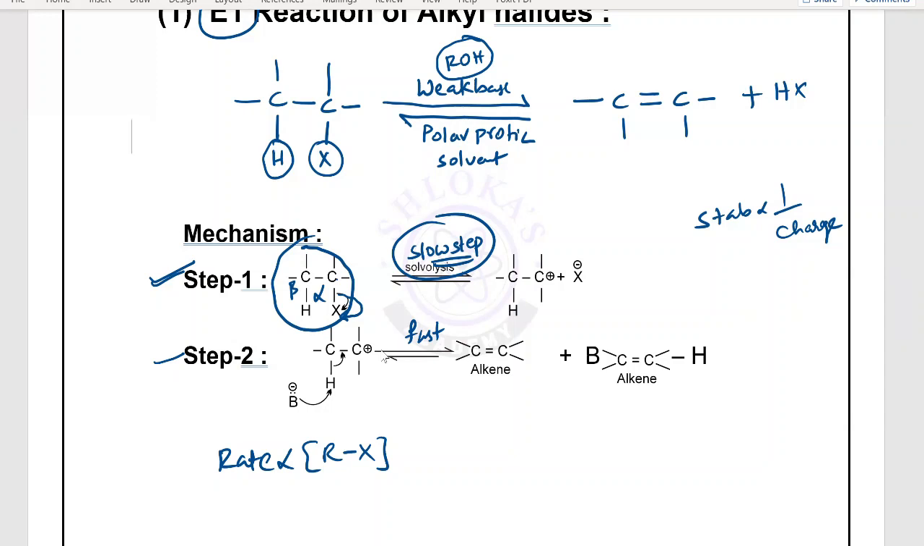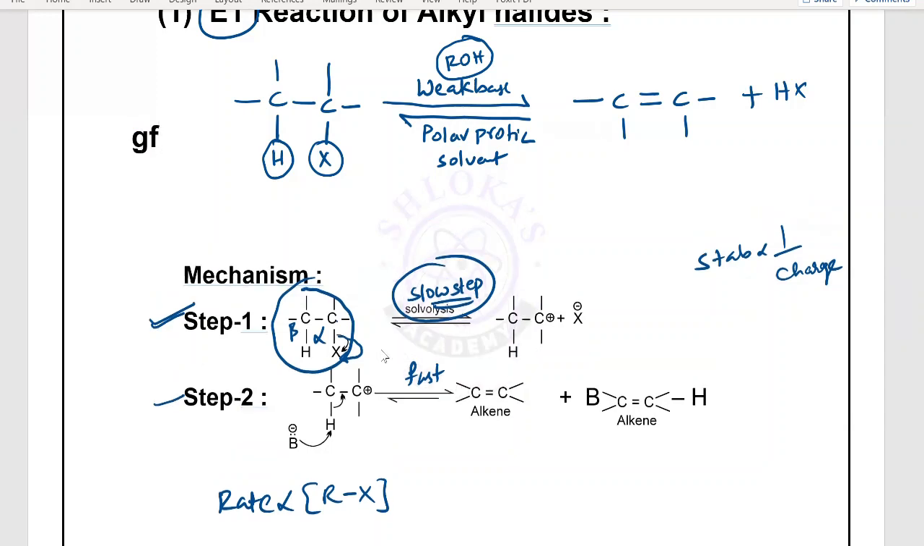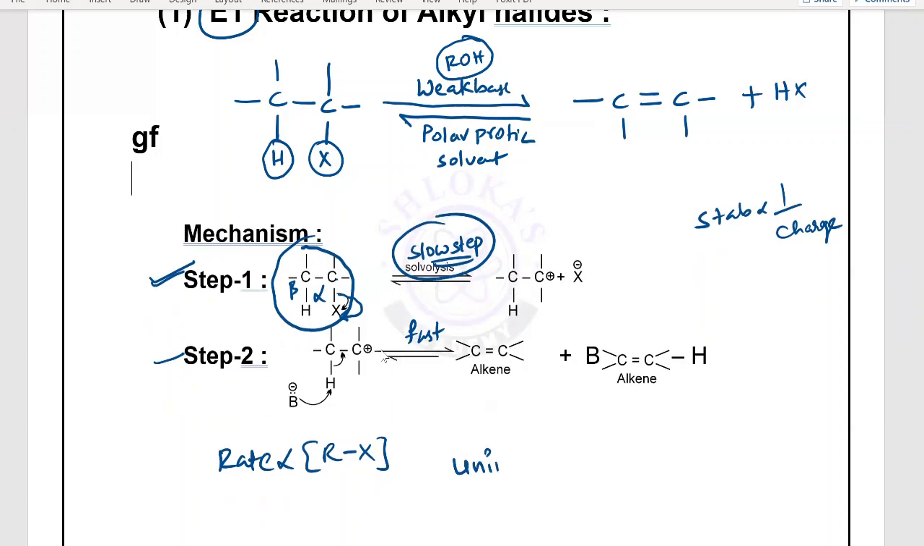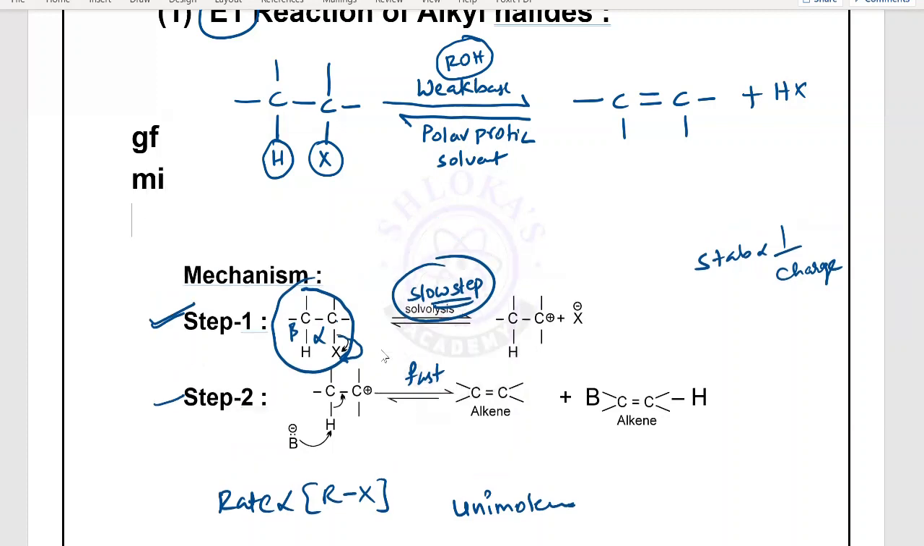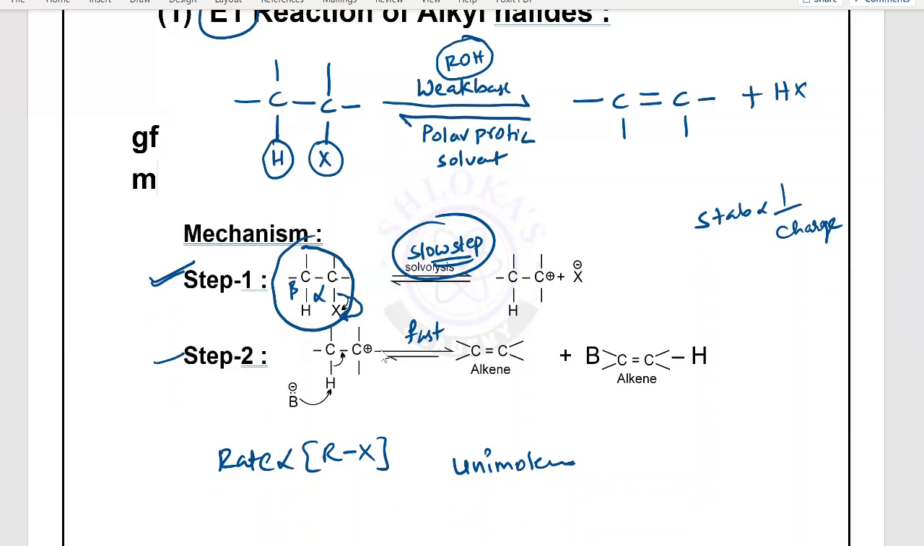So only one reactant molecule is participating in the slow step reaction. Only one molecule. That is why it is called a unimolecular reaction. And according to kinetics, what is the order of the reaction? The sum of the powers of concentration terms in the rate expression is equal to 1. So the order of the reaction is also 1. That is how it becomes the E1 reaction, unimolecular elimination reaction.